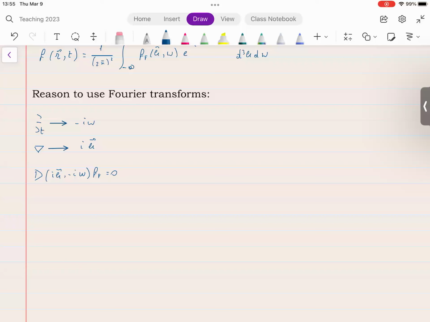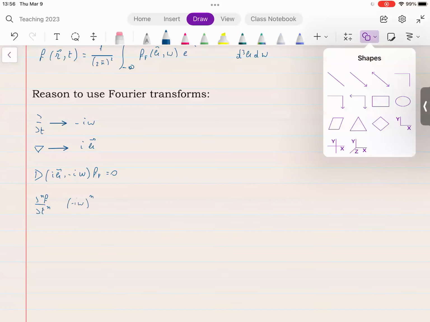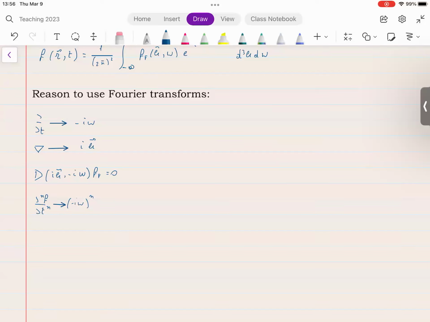Since we're going to use them, let me just do a quick aside and re-emphasize how this works. If I have a higher order derivative, I just keep multiplying. If it is time, I just keep multiplying times minus i omega. If it is space, I keep multiplying times ik. And I just have to be careful about how I'm doing it. Minus i omega to the power n.